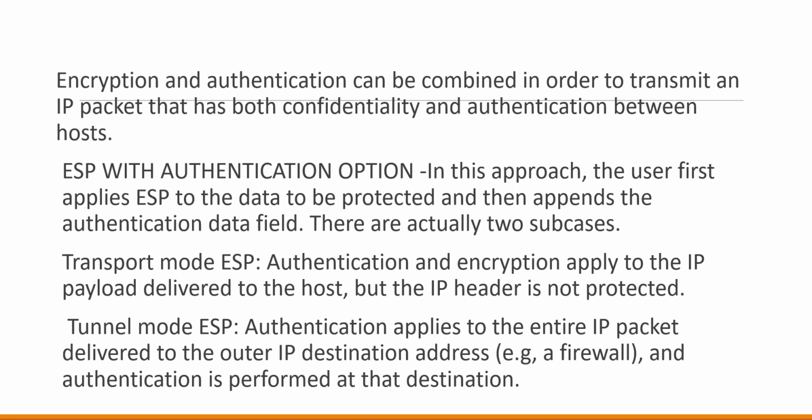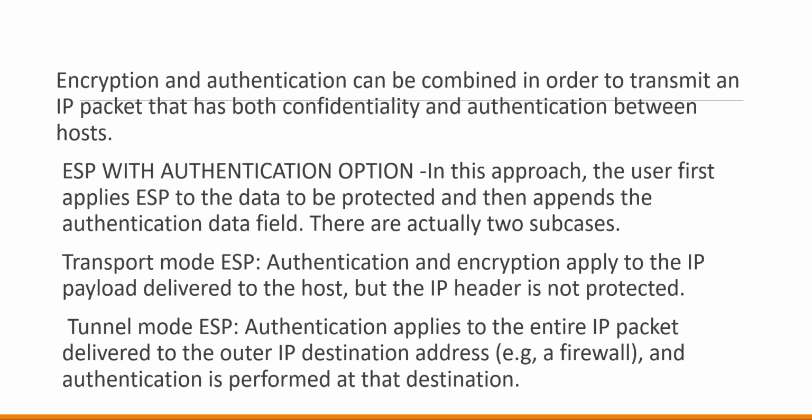While transferring, this is done by the approach of ESP with authentication option, that is, Encapsulating Security Payload with the authentication option. In this approach, the user first applies the ESP to the data to be protected and then appends the authentication data field. That is, first the data is applied with an ESP and then it is authenticated. In this option, there are two sub cases, that is, using transport mode ESP and tunnel mode ESP.